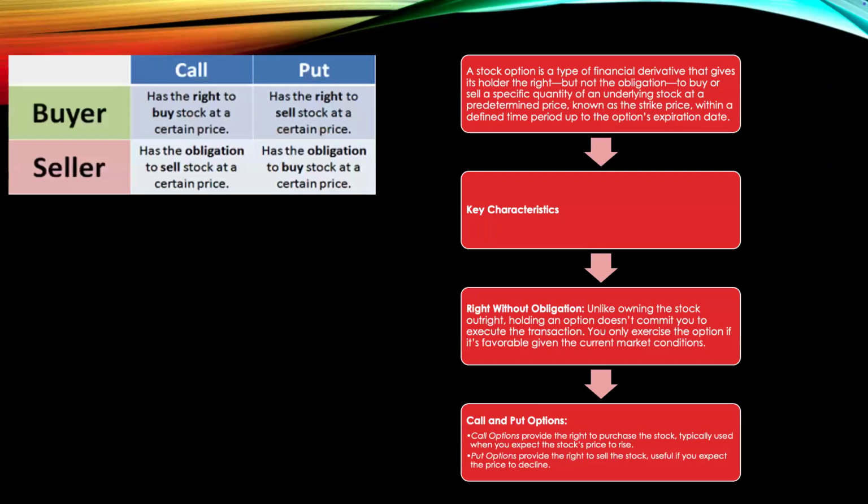Let's go over the difference between buyer and seller. A stock option is a type of financial derivative that gives its holder the right, but not the obligation, to buy or sell a specific quantity of the underlying stock at a predetermined price, known as the strike price, within a defined time period, up to the option expiration date.